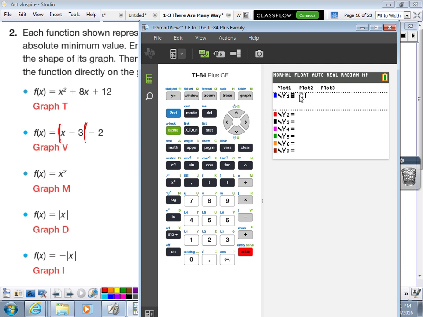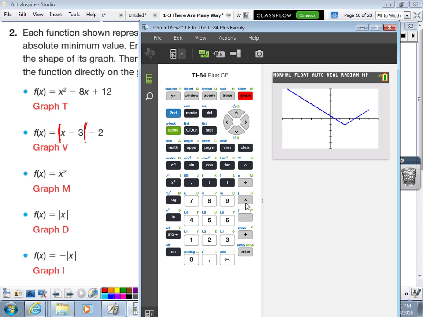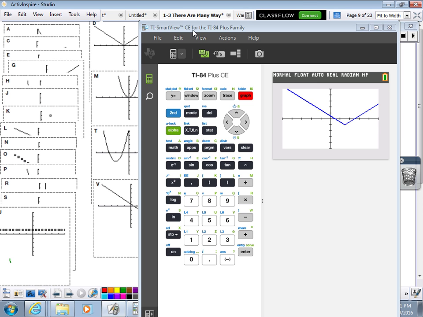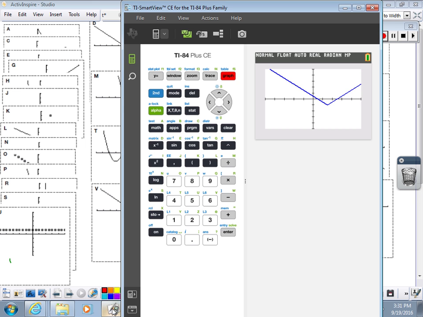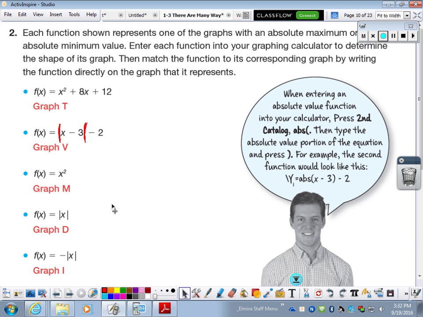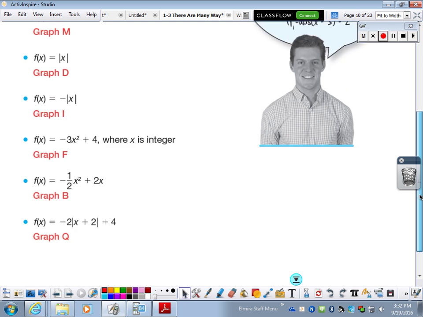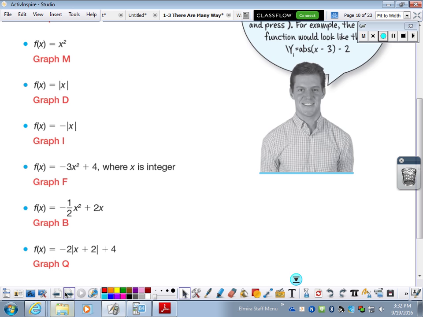And see, it makes the bars for you. So then you can just type x minus 3. Now we have a minus 2 outside the bars, so we have to arrow out of them and then click minus 2 and graph it. And we get this V shape, and it ends up being graph V. So once we put all those into our calculator, we have them all matched up.